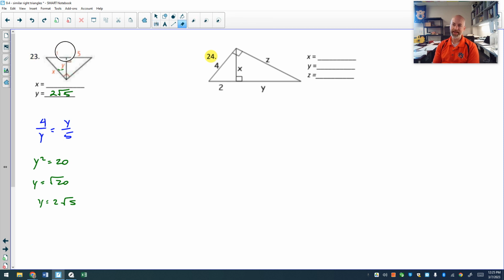Then to solve for x, we actually have some options here. I meant to start with 24. I highlighted 24 to remind myself to do that one. Whatever, I'm already in on this one. If I have y, we have a couple of options now to solve for x.